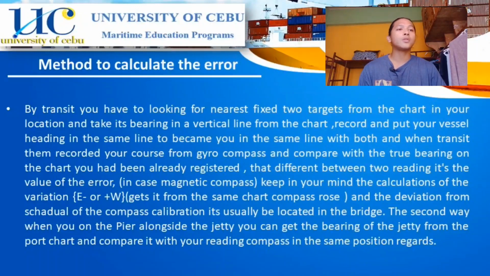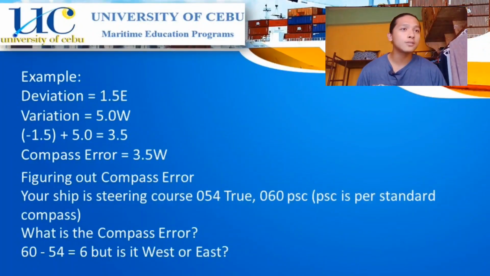The second way, when you are on the pier alongside the jetty, you can get the bearing of the jetty from the port chart and compare it with your compass reading in the same position. Here is the example as you can see on the screen. The deviation is 1.5 east and the variation is 5.0 west. So you must add the deviation and variation. Negative 1.5 plus 5.0 is equal to 3.5. So the compass error is 3.5 west.